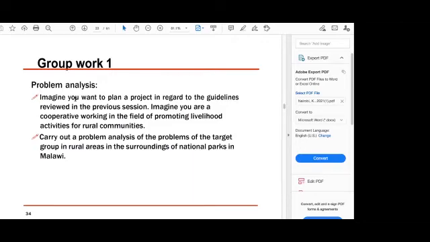So I want us to imagine that we want to plan a project in regards to the guidelines of Malawi that we reviewed, and you are imagining that you are a cooperative working in the field of promoting livelihood activities for rural communities. Carry out a problem analysis of the problems of the target group in rural areas in the surroundings of national parks in Malawi.